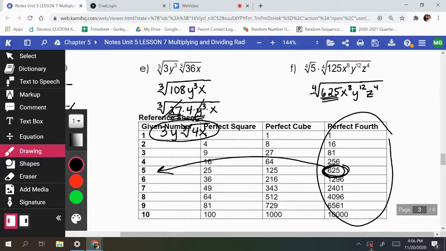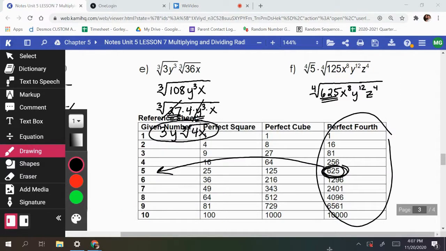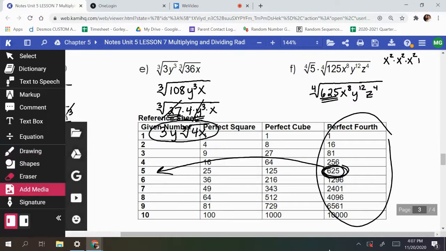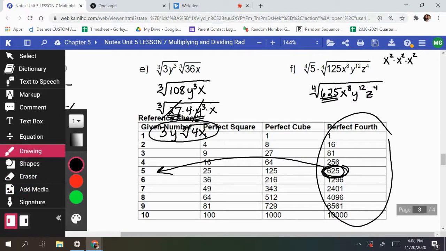Well, let's see. We want a number that we can multiply by itself 4 times to get x to the 8th. What about x squared? Couldn't I do x squared times x squared times x squared times x squared and get x to the 8th, right? That'd be 2, 4, 6, 8. So that is perfect. What about y to the 12th?